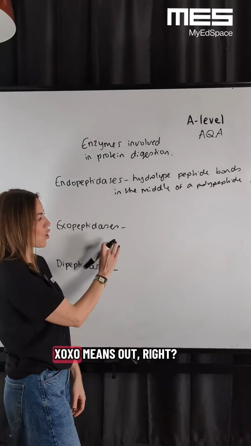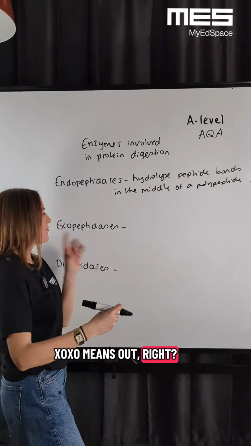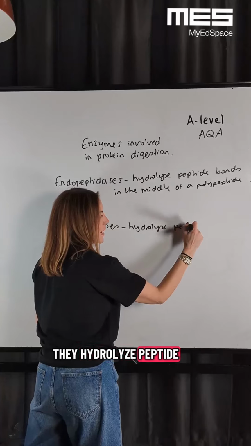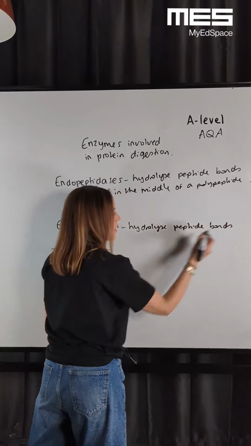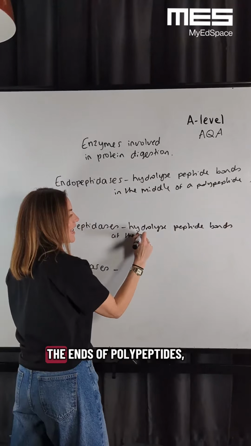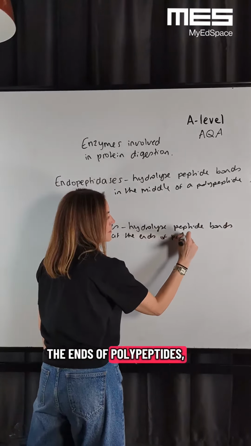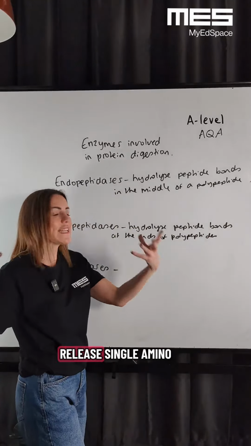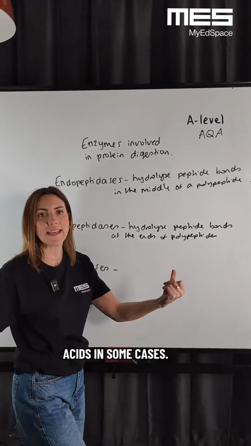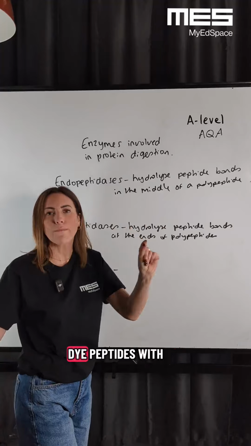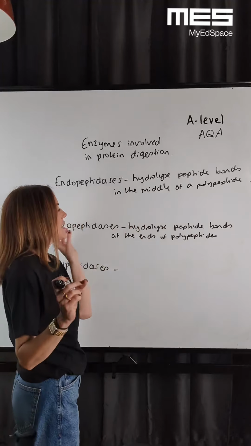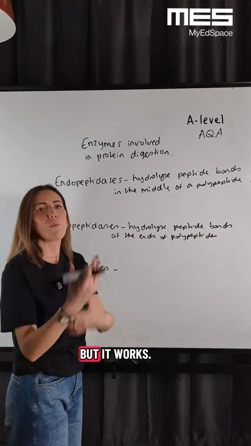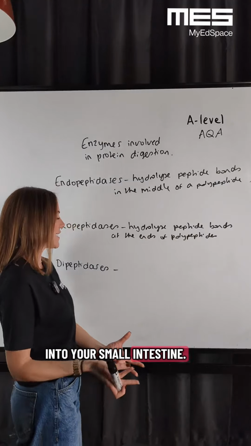Then we have exo. Exo means out, right? So exopeptidases, they hydrolyze peptide bonds too, but they hydrolyze peptide bonds at the ends of polypeptides. So further towards the ends of the chain. So this would release single amino acids in some cases, or it might release really short dipeptides with just 2 amino acids. An example of one of these would be trypsin, which is actually produced by your pancreas, but it's released into your small intestine.